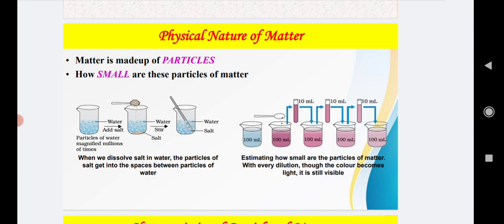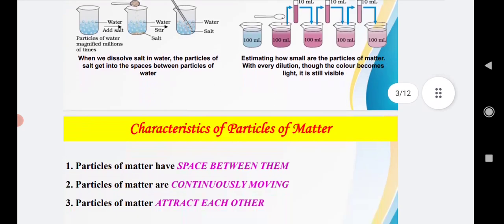So what we have seen in this slide, physical nature of matter: matter is made up of particles, and the particles are very small in nature. So we will move to the next slide.